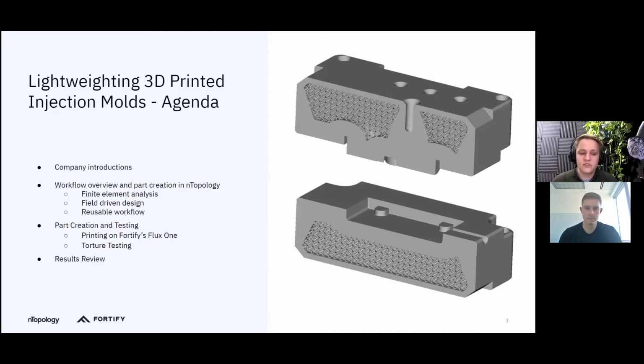Then we'll dive into part creation and testing with Ben. He's going to do a fantastic job of telling you all about the actual printing on the Flux One, the torture testing that they put this through. He really did try to break this thing. And then we will go ahead and take a look at the results and do some questions at the very end. But that's kind of what we're looking like today.